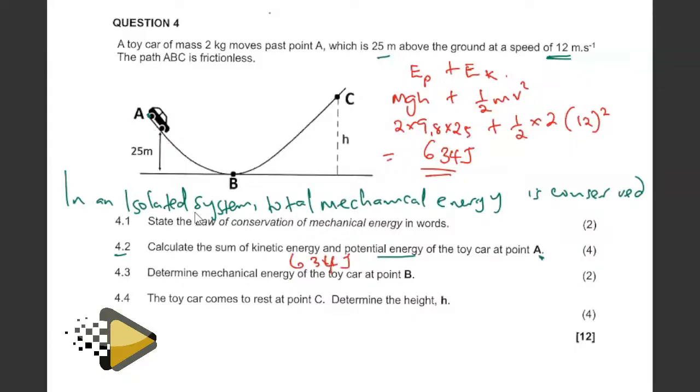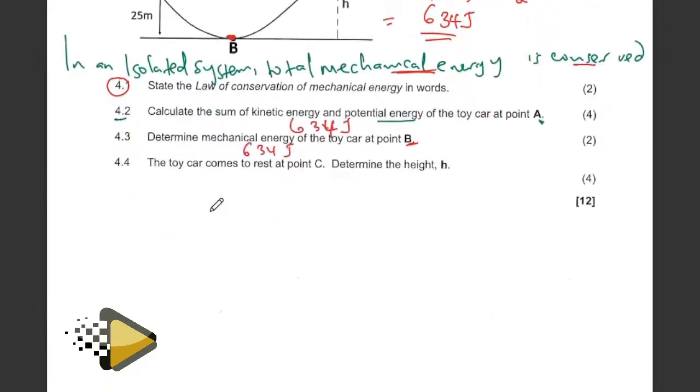Then 4.3, determine the mechanical energy at B. Since 4.1 told us that the total mechanical energy is conserved, even at B we're going to have the same 634 joules. And at point B, it's only going to be the Emax, kinetic energy maximum.